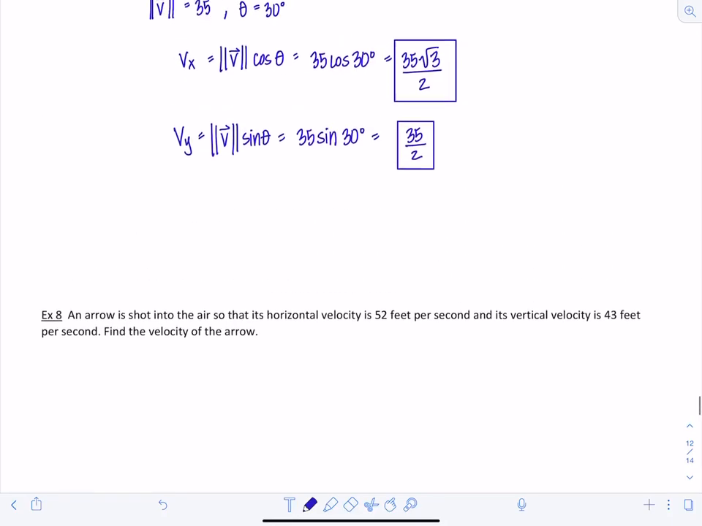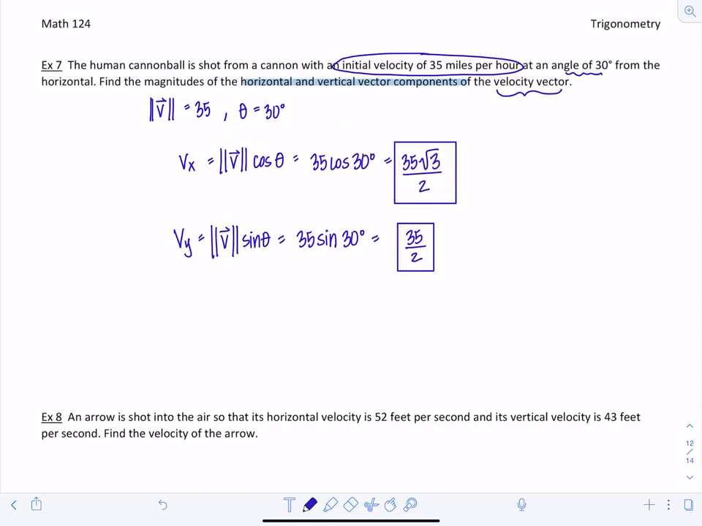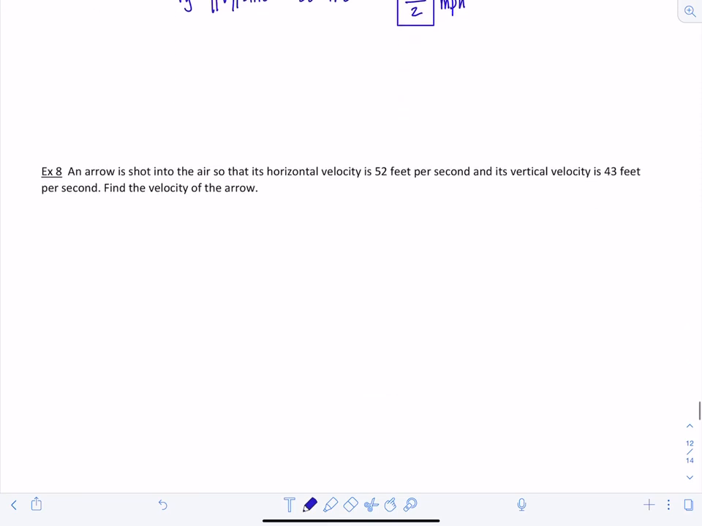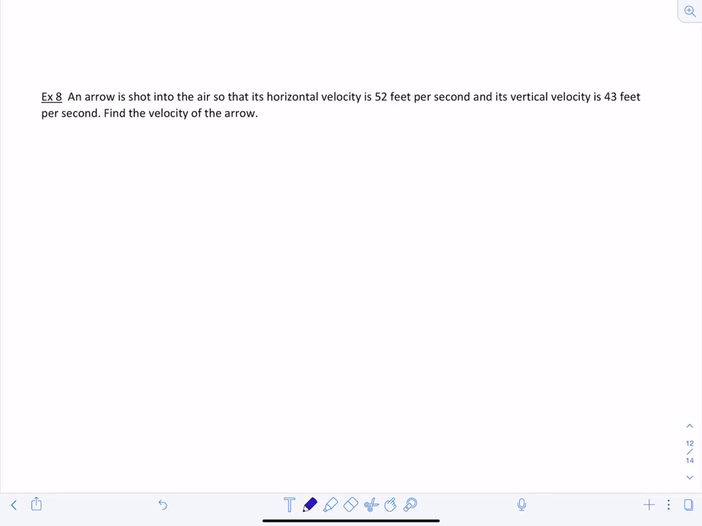And last example, an arrow is shot into the air so that its horizontal velocity is 52 feet per second. You know what? I was so naughty. We need to put units here. Miles per hour, miles per hour. Good. I wouldn't have slept properly without that. Okay. An arrow is shot into the air so that its horizontal velocity is 52 feet per second. So that's the horizontal component, 52 feet per second. And its vertical velocity is 43 feet per second. So Vy is 43 feet per second.